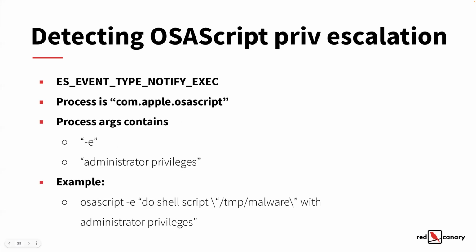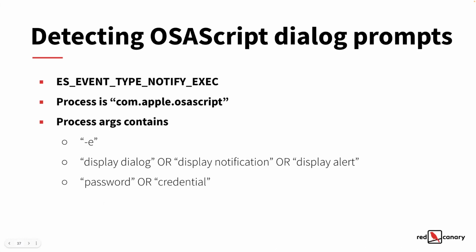So, detecting OSA script via dialog prompts. This one is a pretty simple detection again, and we're looking for a user being socially engineered in this case. Really the only one you need to be looking for is the display dialog, where there's an OSA script command that's prompting the user for their credentials. So we're looking for password or credential as keywords here. And often this could be an indication that a user is potentially inputting their credentials somewhere they shouldn't be, and they're just being socially engineered into doing so.